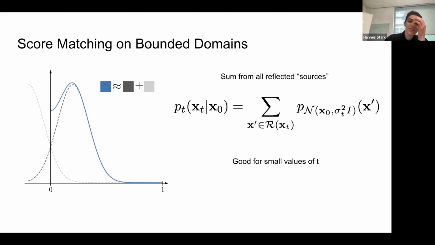And why is it now necessary to do this Fourier decomposition? Well, the idea is that for large values of t, with this reflection you have to sum up over a lot of reflected terms, and this can be computationally taxing, generally speaking.